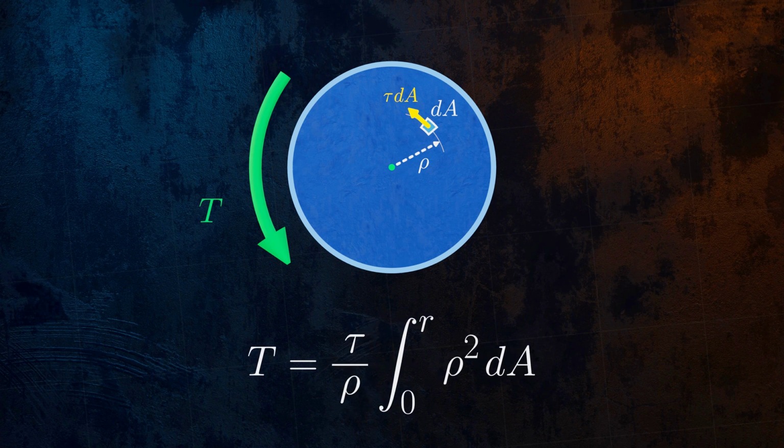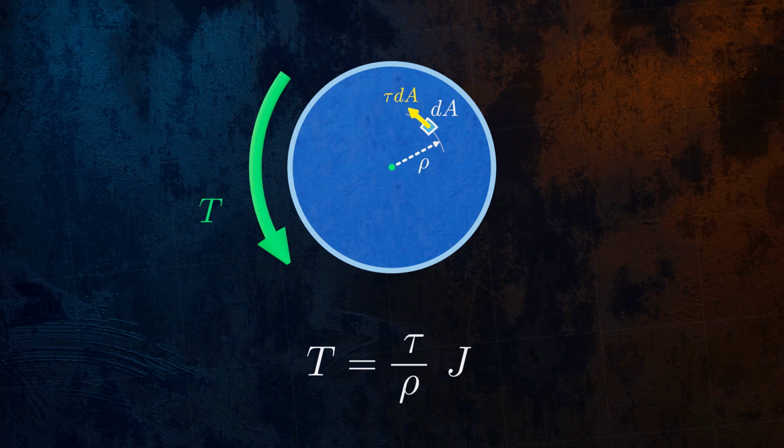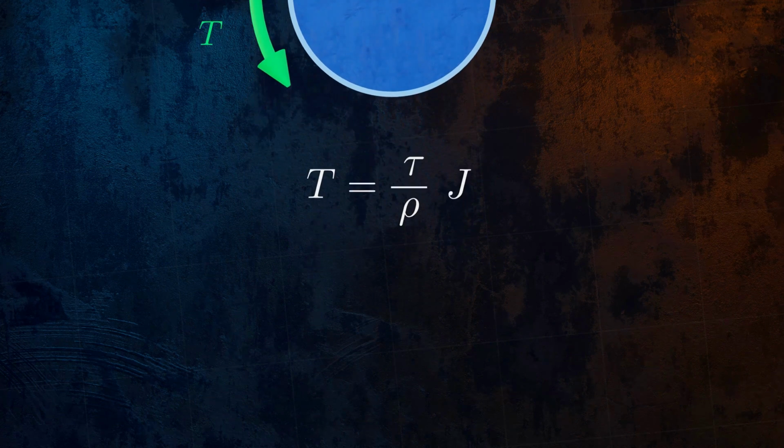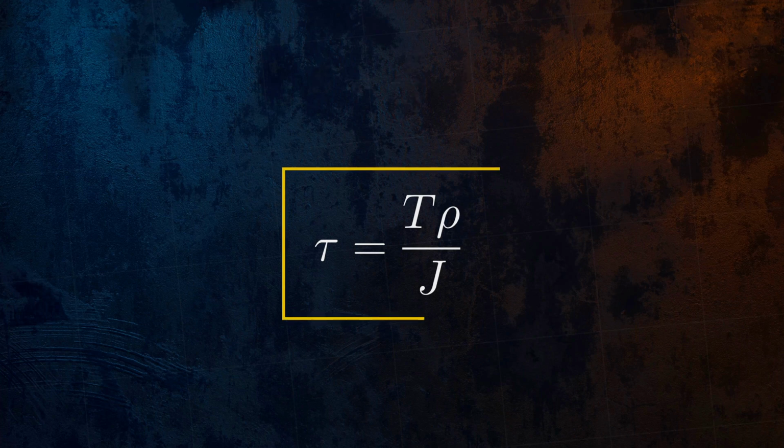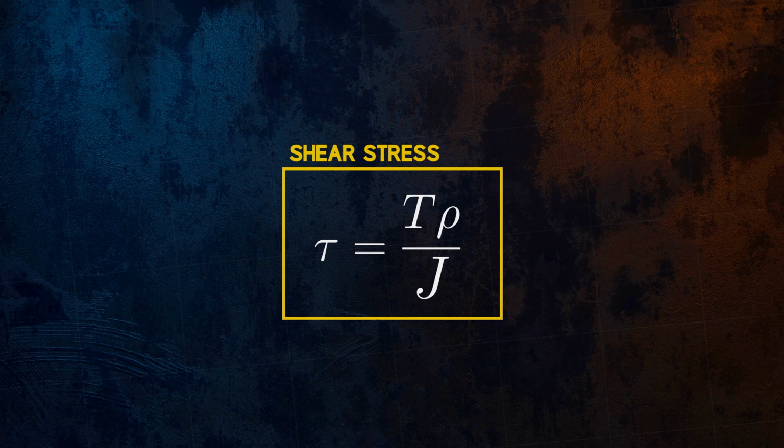It turns out that the integral we now have on the right is actually the definition of the polar moment of inertia, so we can replace it with the letter J, and we can rearrange this to get an equation for shear stress. The shear stress is a function of the torque T, the distance ρ from the center of the cross-section, and the polar moment of inertia J. It's quite a simple equation.